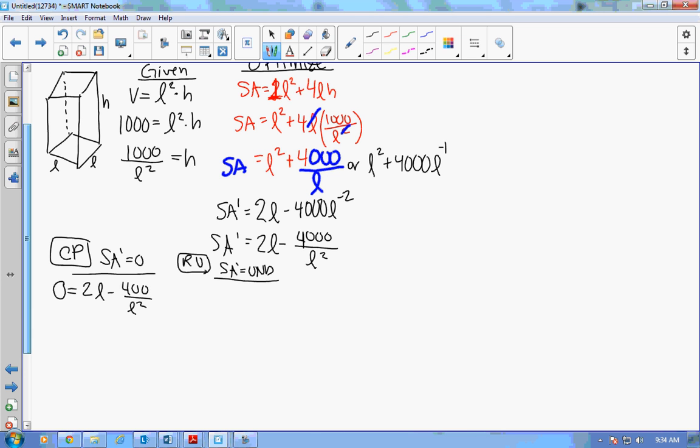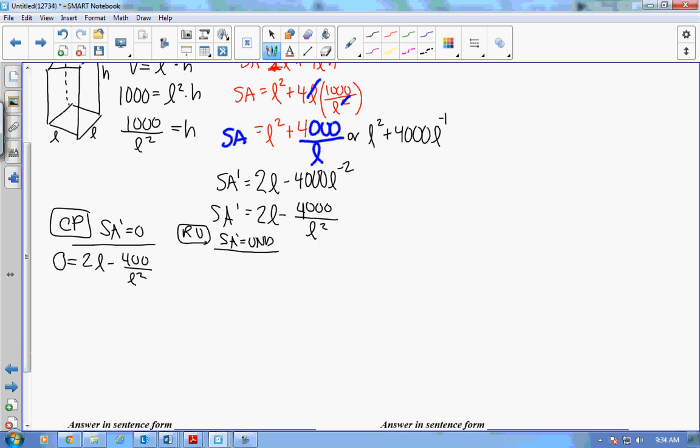Let's move the fraction over to the left side by adding it over. So we have 4,000 over L squared equals 2L. Could we do that? Multiply both sides by L squared? Would that help us get rid of that fraction? That's a great idea, I think. Times by L squared, times by L squared, cancel, cancel. Now I have 4,000 equals 2L to the third power. That's a great way to get rid of that denominator.